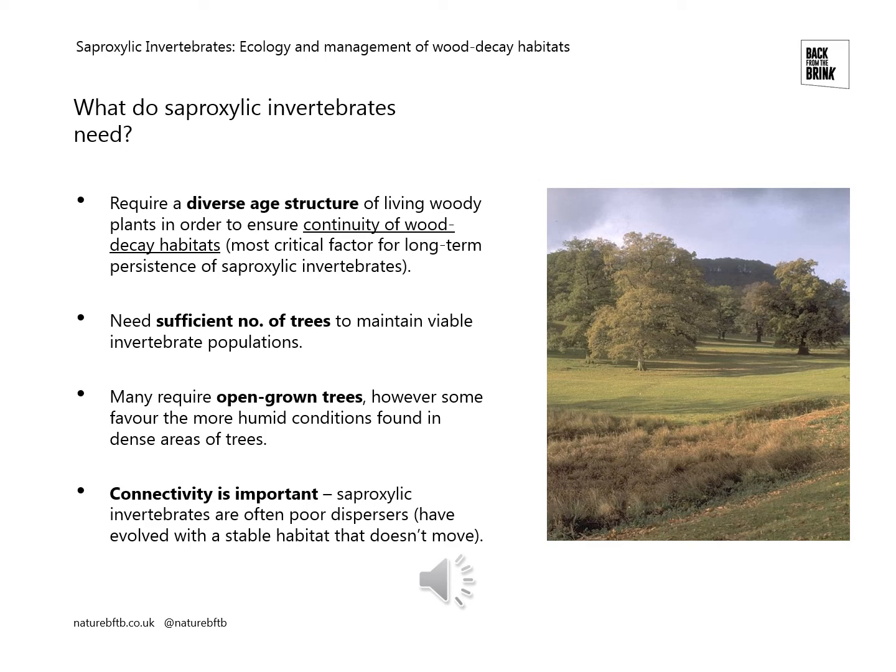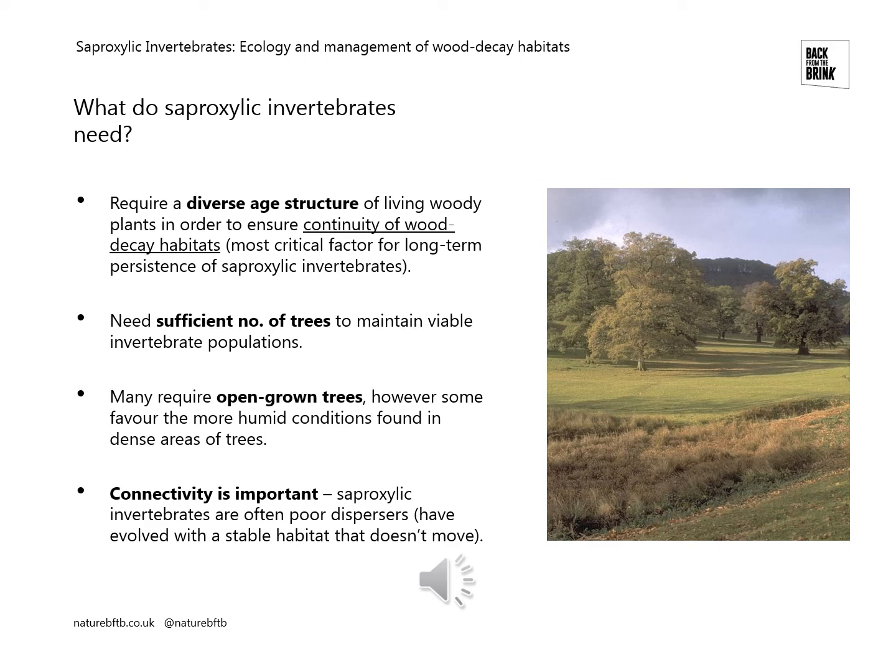So they need a diverse age structure amongst our trees. They require obviously lots of ancient and veteran trees to provide the deadwood habitat that they need. But they also need the younger trees, which will become the future veteran trees. They also need a sufficient number of trees in order to maintain viable populations. Many require open-grown trees, and that's because open-grown trees just develop larger. They tend to develop more habitats and more wood decay features.